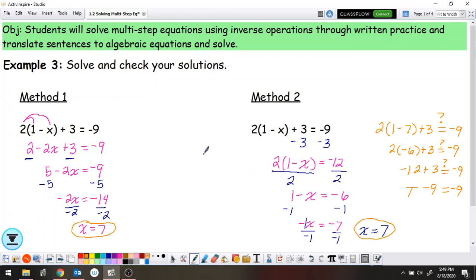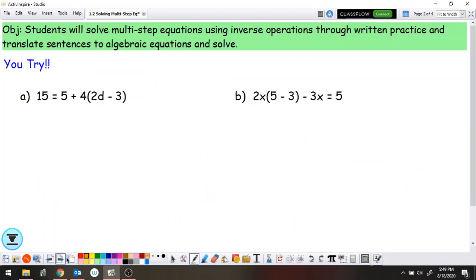And as you can see, there wasn't one specific way to solve it. So I want you to keep in mind as you're solving multi-step equations that just because you solve it one way and your friend solves it another way does not mean that one way is better than another.